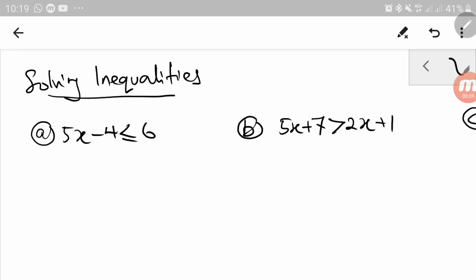We have 6 examples, okay? Six different examples that maybe will give you the whole idea on how to solve them. Okay, let's get started with the first one.